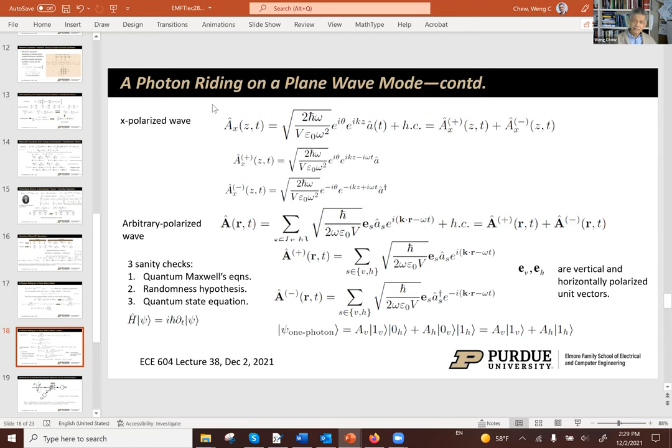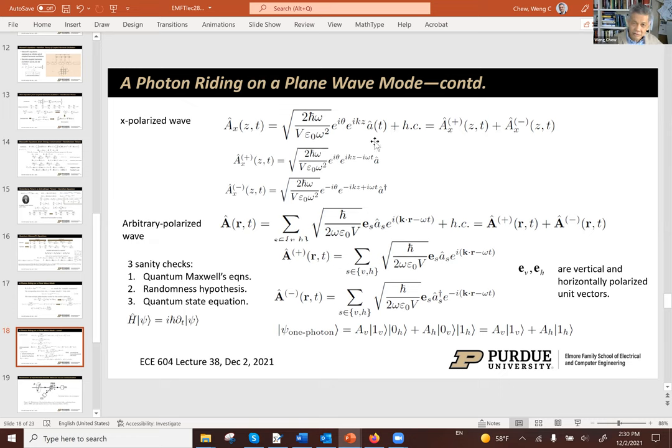And does this field operator have this randomness hypothesis, that this now becomes a random variable? Is this an operator representation of a random variable? Because I know this a hat is a lowering operator. It's not just a simple number, but there is a matrix operator associated with that. And once you have a matrix operator, all you can have is the average value by taking its expectation value. You can also look for the standard deviation and the variance of this operator. For this, if you go back and check, this field is actually random.